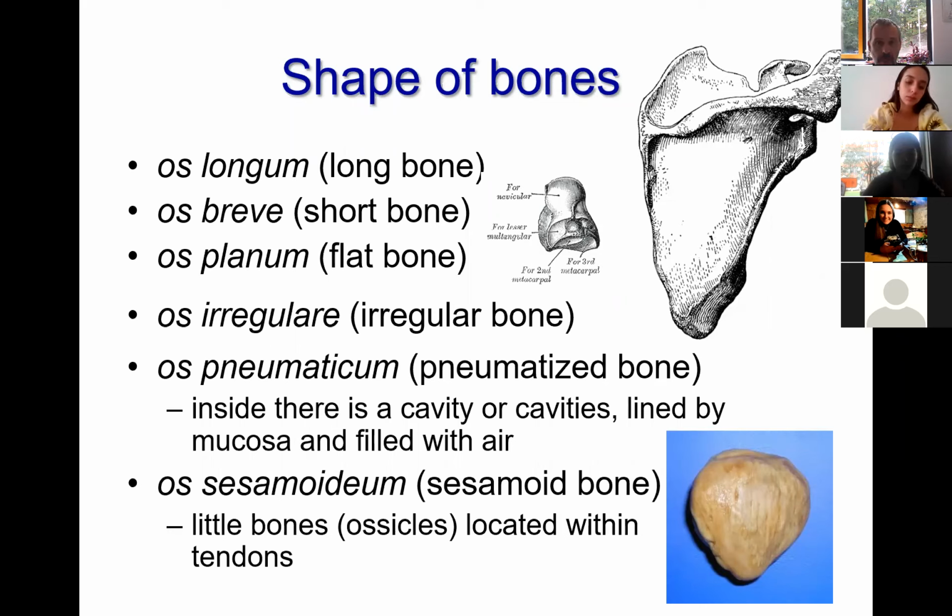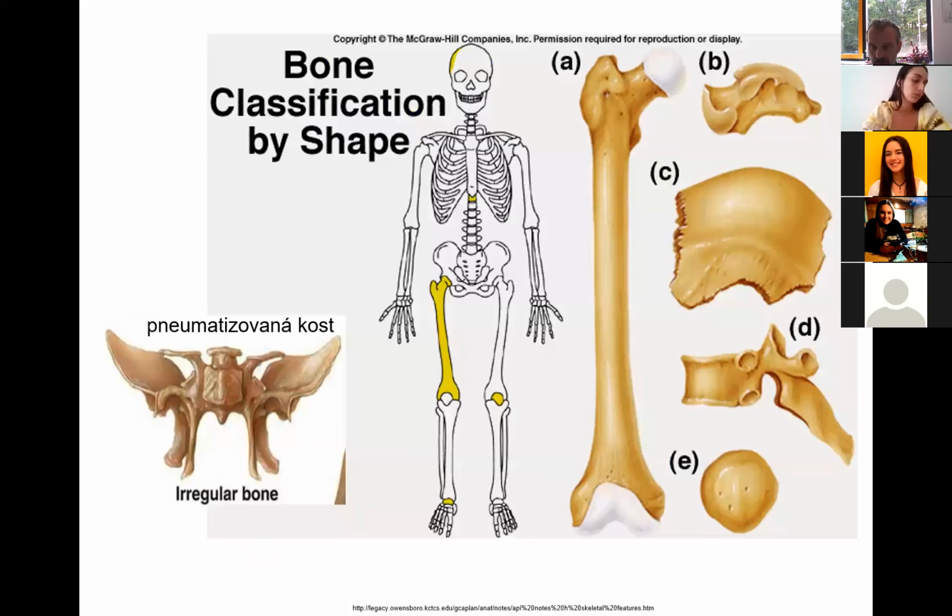So these are the basic shapes of bones. If we move on, we can see here a long bone. This is the thigh bone as an example. A short bone, it's the talus in the foot. A flat bone can be either the scapula, or this is a parietal bone of the cranial vault. An irregular bone can be a vertebra, for example, or this, which is the sphenoid bone inside the skull. The sphenoid bone is also pneumatized, as well as the maxilla, the upper jaw, or the frontal bone. And then the sesamoid bone here is again the patella, located here at the knee joint.